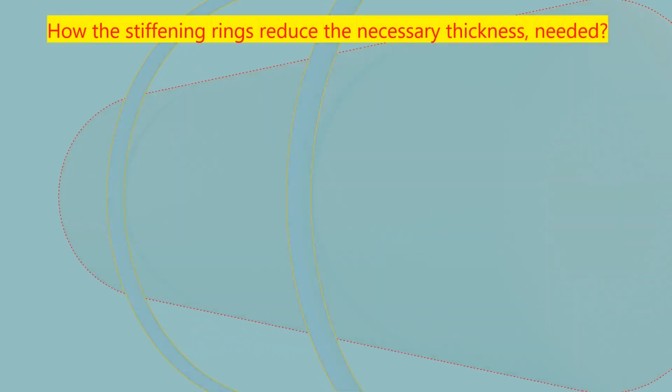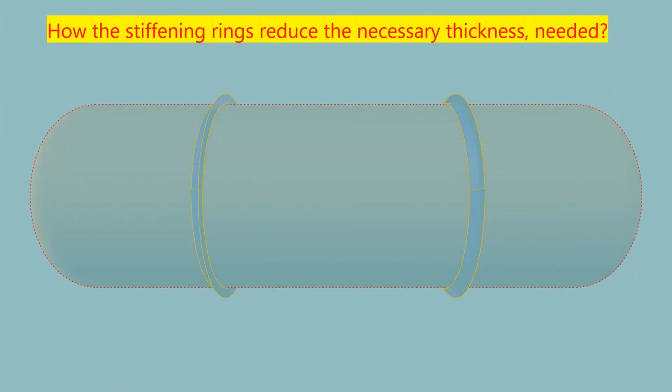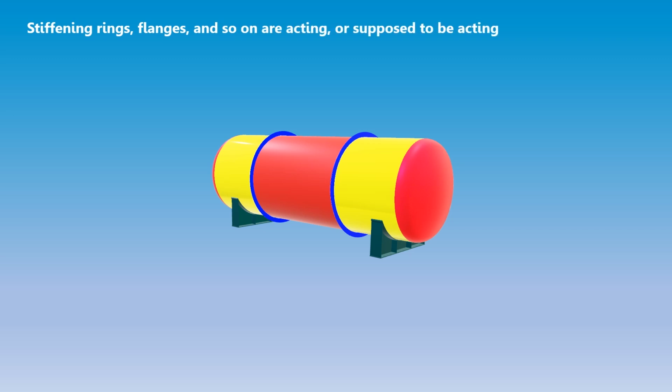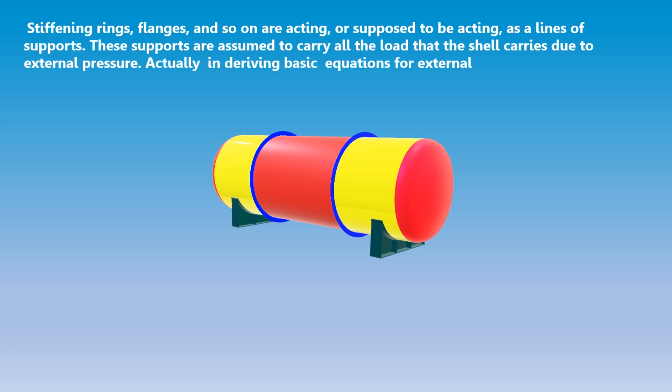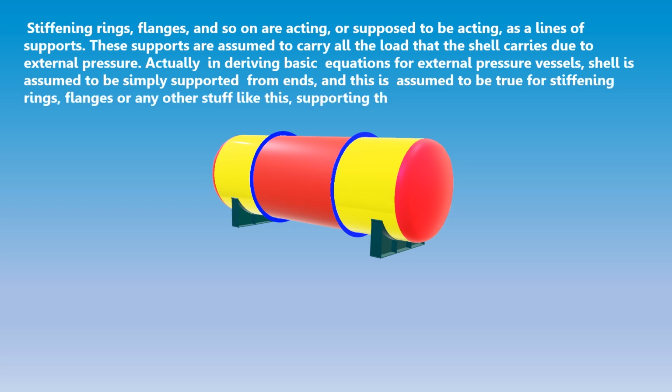How do the stiffening rings reduce the necessary thickness? Stiffening rings, flanges and so on are supposed to be acting as lines of support. These supports are assumed to carry all the load that the shell carries due to external pressure. Actually, in deriving the basic equation for external pressure vessels, the shell is assumed to be simply supported at the ends, and this is assumed to be true for stiffening rings, flanges or any other such items supporting the shell, just like a simply supported shell.